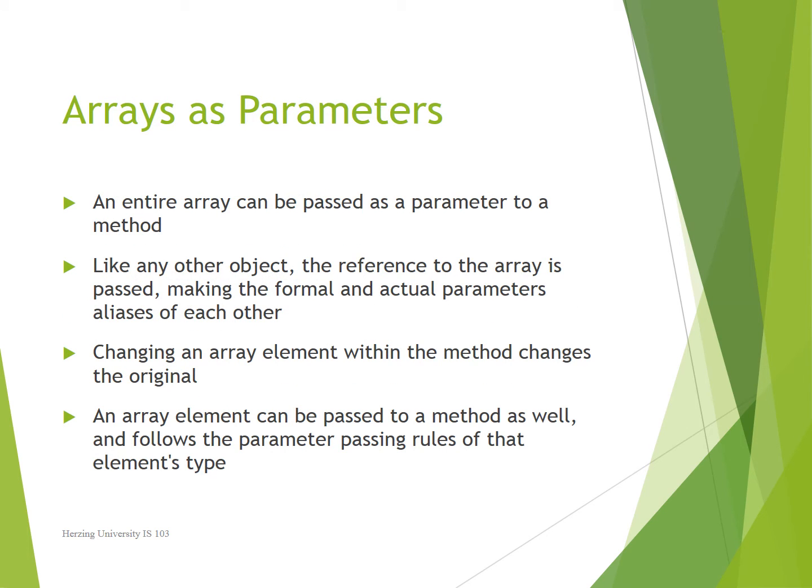Arrays as parameters. An entire array can be passed as a parameter to a method. Like any other object, the reference to the array is passed, making the formal and actual parameters aliases of each other. Changing an array element within the method changes the original. An array element can be passed to a method as well and follows the parameter passing rules of that element's type.